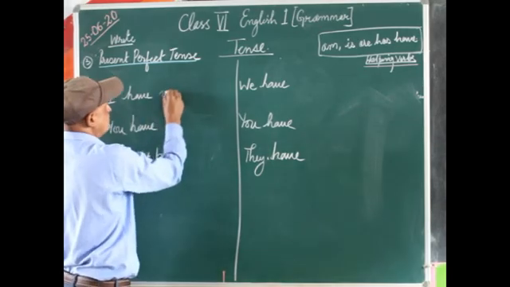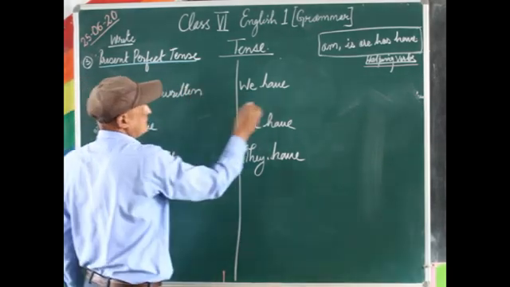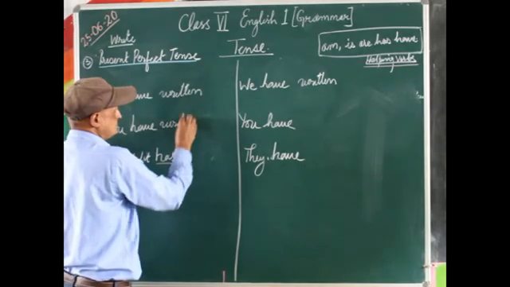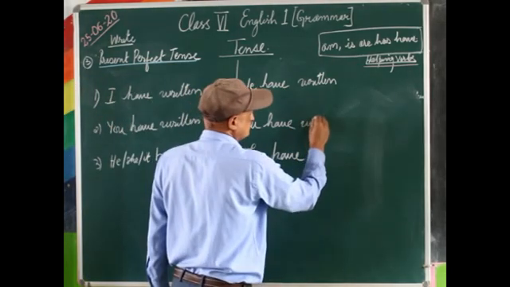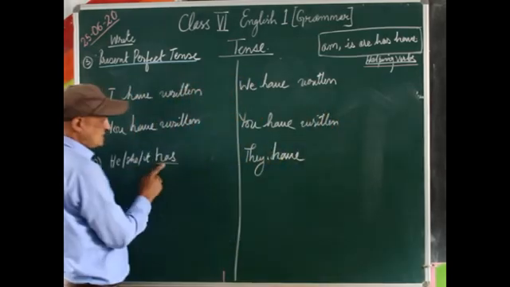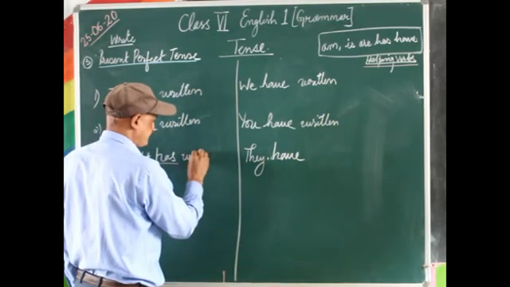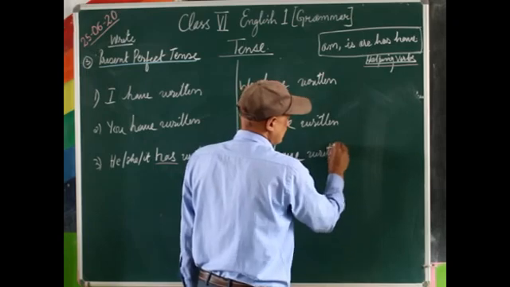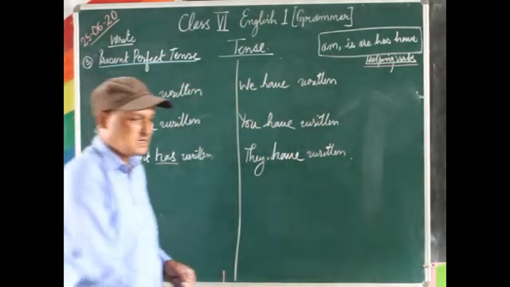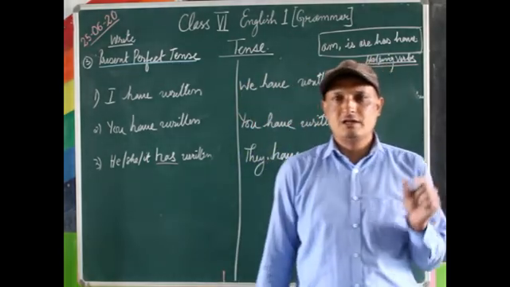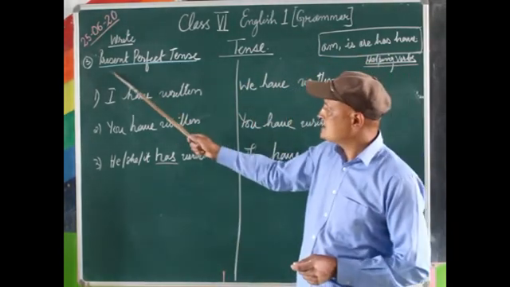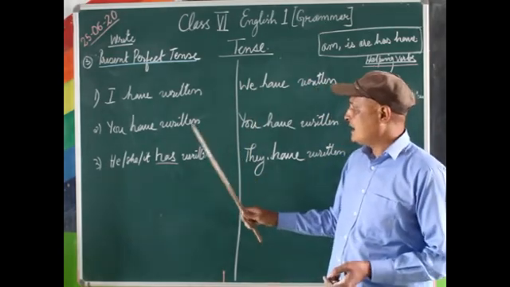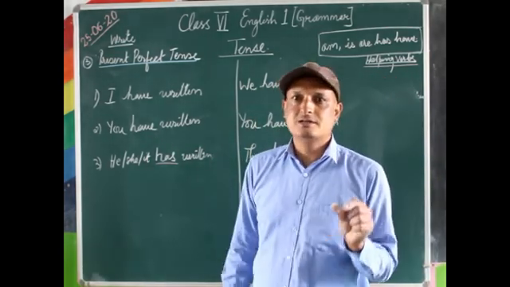So here we have I have written. We have written. You have written. You have written. He, she, it has. It stays the same. Written. They have written. Okay? What is the thing that you should keep in mind? The past participle of the given verb is used in the present perfect, and we take the helping verbs such as have, and we use has in third person singular.